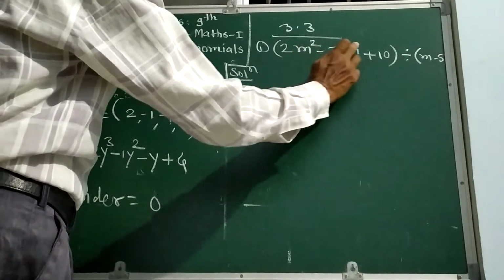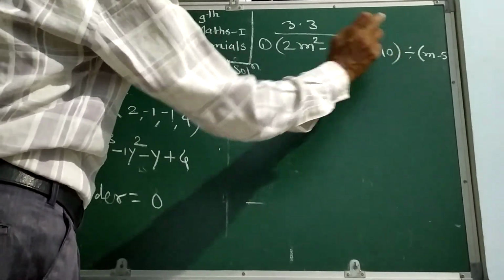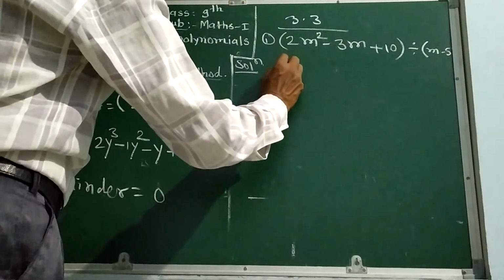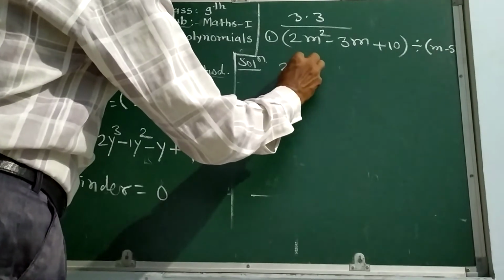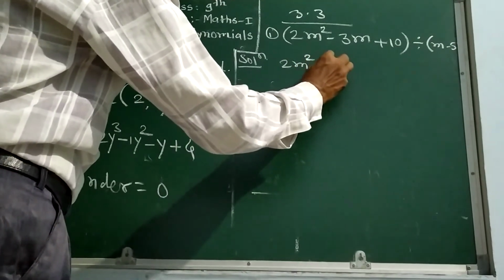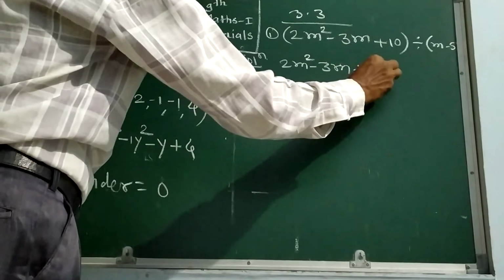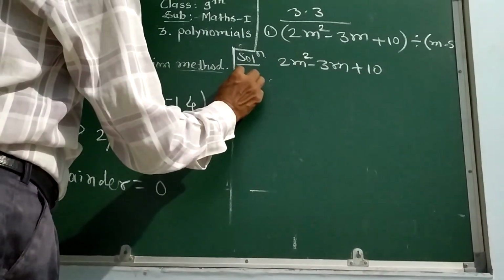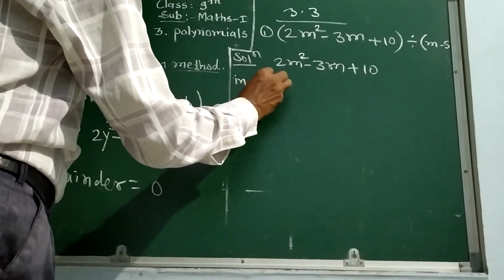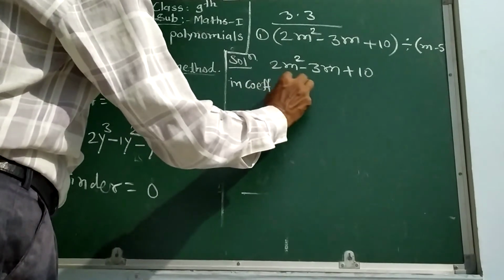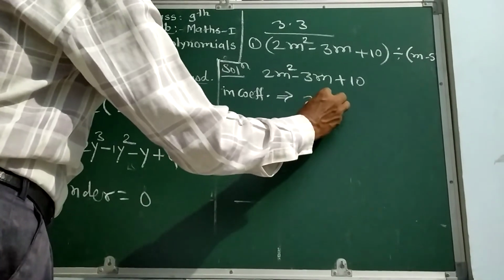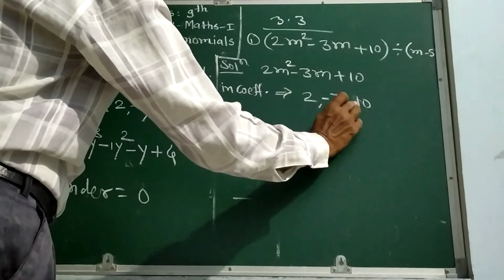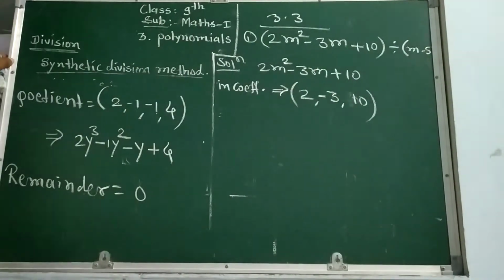Degree 2, 1 and in this case degree 0. So this is in standard form. So the solution is in standard form: 2m square minus 3m plus 10. This is the standard form. Now in coefficient form, this is 2, minus 3 and 10. This is the coefficient form.